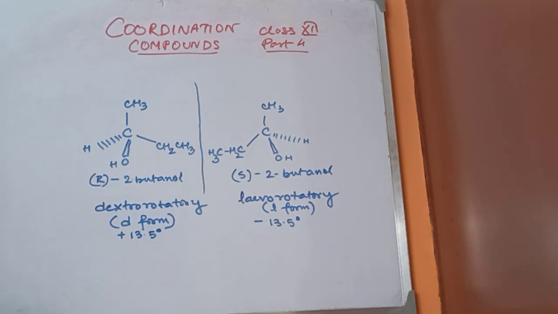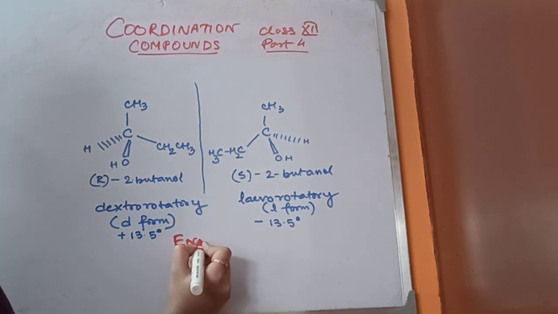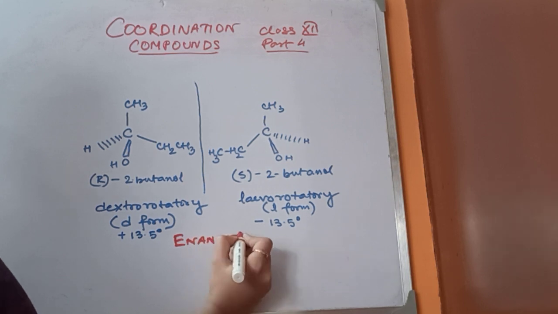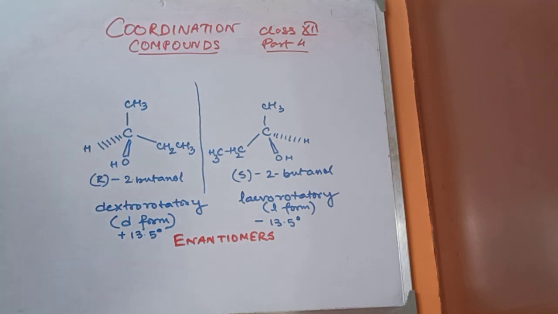The D and the L forms are known as, you know very well, enantiomers. So this is optical isomerism. Optical isomerism is another type of isomerism which is also shown by coordination compounds.